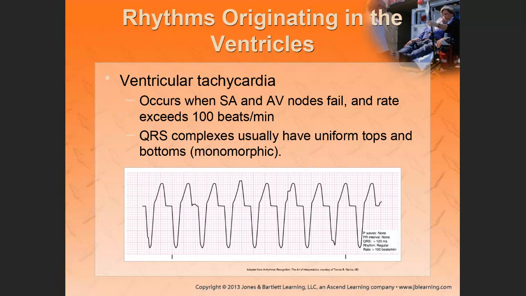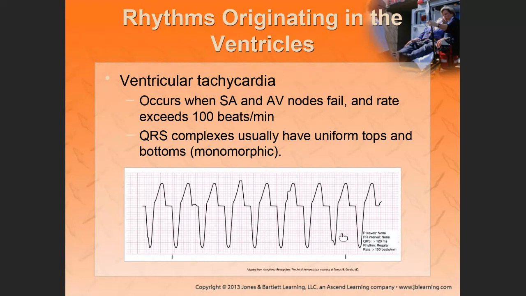It's an ugly rhythm because you cannot clearly identify your waveforms. As a matter of fact, there is no P wave, there's no PR interval. The only thing you can recognize is the QRS complex, but look at how wide the QRS complex is, which suggests that the rhythm is ventricular. So when we have a wide QRS complex, what does that mean? It means that your rhythm is ventricular in origin.